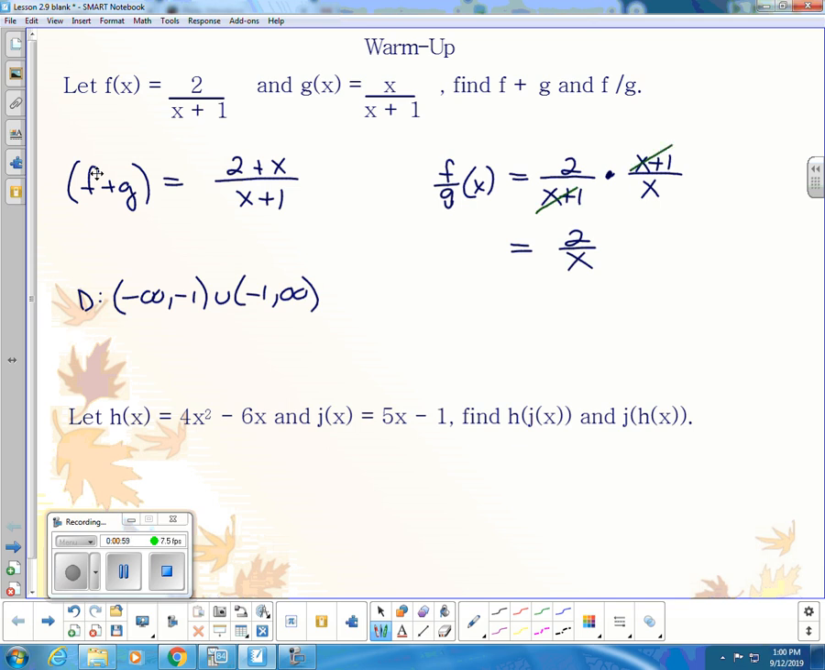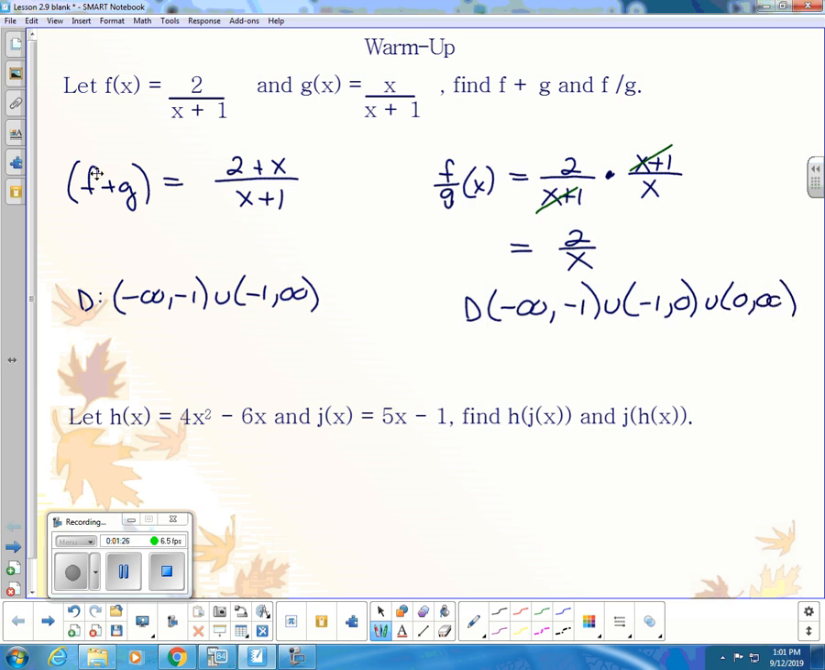All right. What is the domain? X cannot equal 0 or -1. So even though that canceled out, that restriction is still there. Everyone understand that? So you can't just look at the final answer. You have to look at the original question.